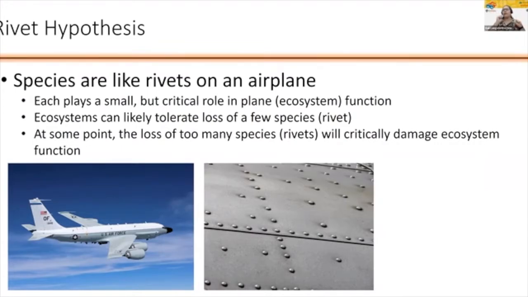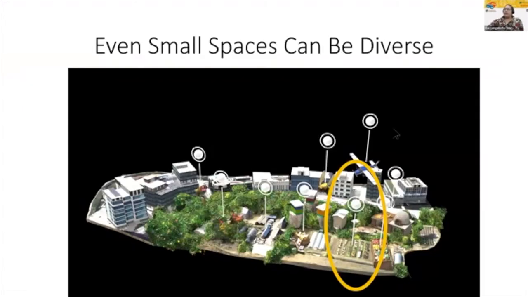But at some point, you're going to pop off one too many rivets on that plane and that plane will no longer function as it should. It will crash. And so scientists suggest that species loss acts much the same way, that ecosystems can tolerate the loss of some species, but at some point the loss of too many species is going to critically damage ecosystem function.